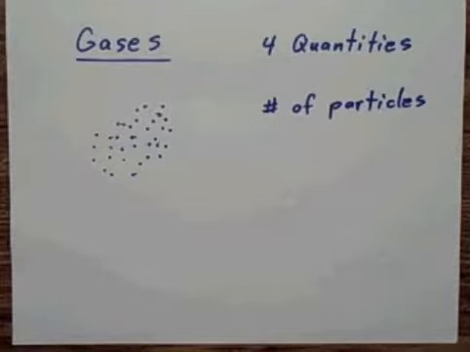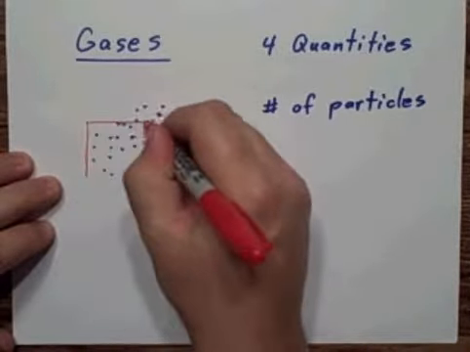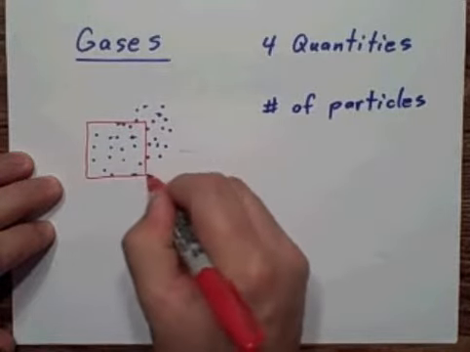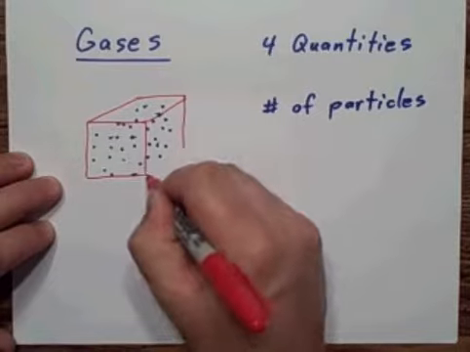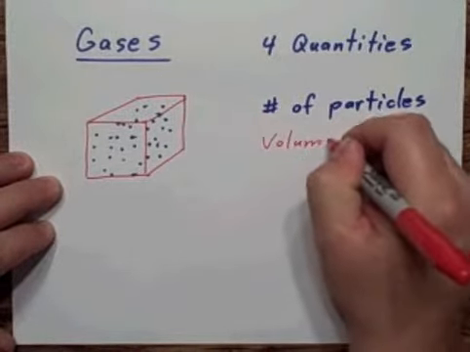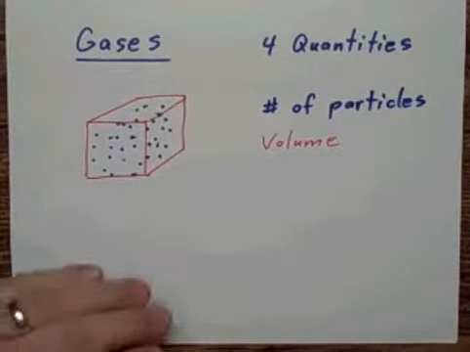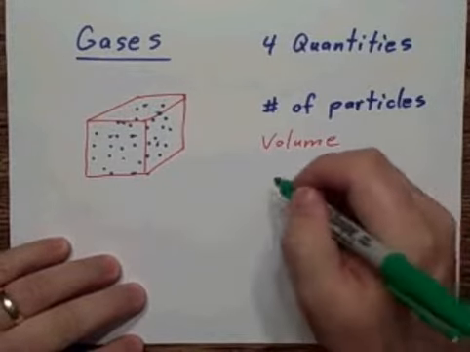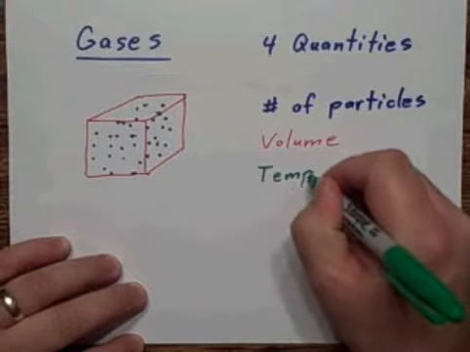Well, those particles take up a certain amount of space. And we call that the volume. And the particles are moving, and if we consider their average energy, their average kinetic energy, you might remember that that is the definition of temperature.